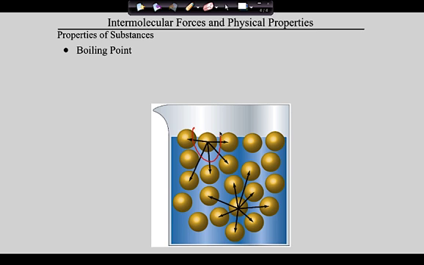So when you heat something up to its boiling temperature, all the molecules have enough energy to leave, and when they get to the top, they leave and never come back. That's the difference between boiling and evaporating.